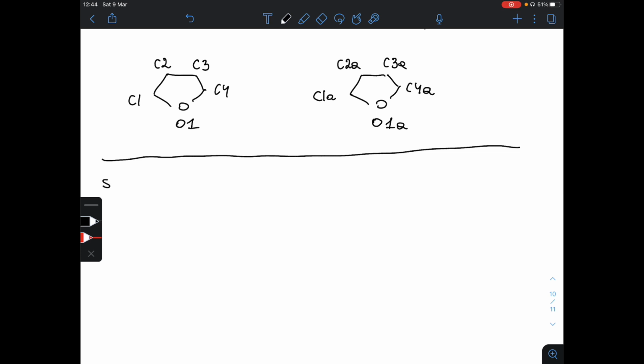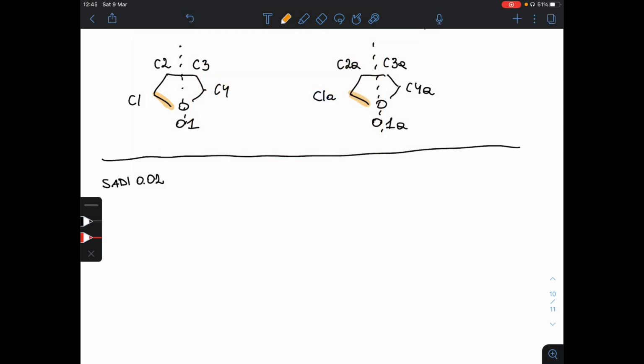Okay, let's play with the SADI. Which distances do we want to make similar? Well, we want distances from part 1 to be similar to distances from part 2, right? So O1 C1 should be the same as O1A C1A. But again, we know that the molecule itself has some symmetry, right?